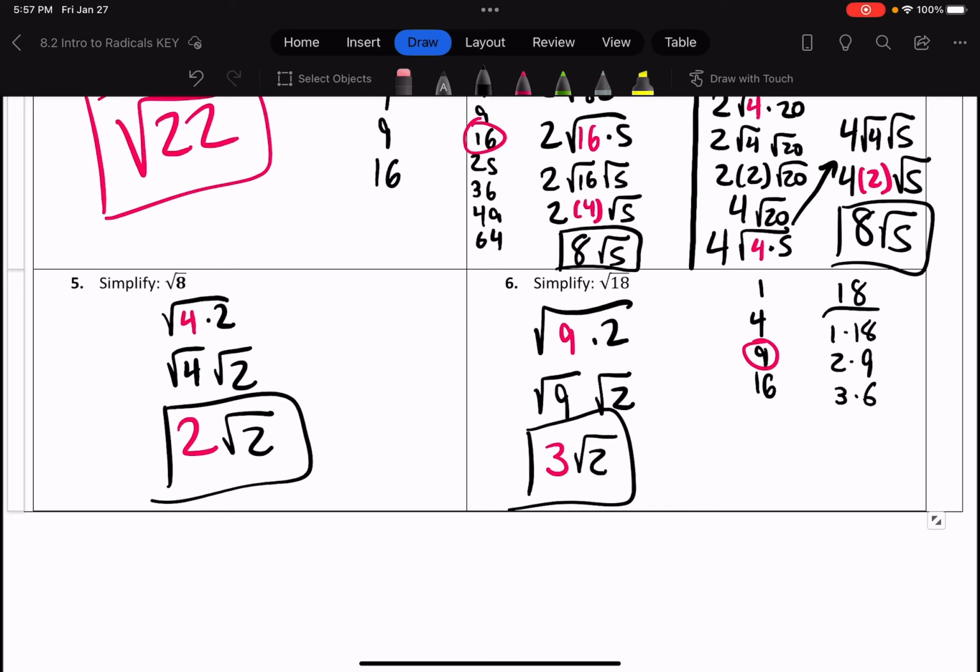Alright guys, join me for the next video when we start talking about adding, subtracting, and multiplying our perfect squares.